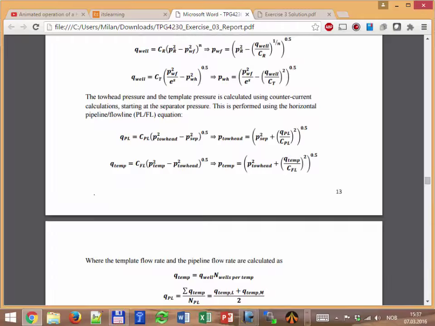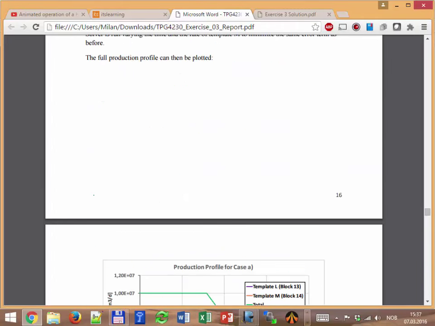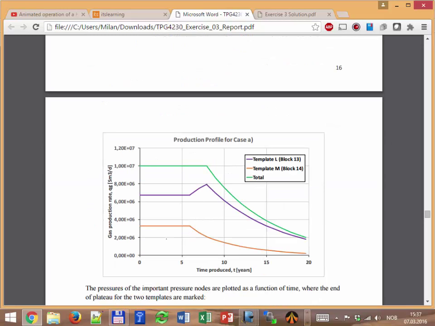Let's see, and then we had the issue of the Gullfaks reservoir, okay, and that's how it looks. Initially you calculate the split factor, and the split factor was, I think, close to 3 and close to 7, okay, and then they kept like that for almost 6 years, more or less.